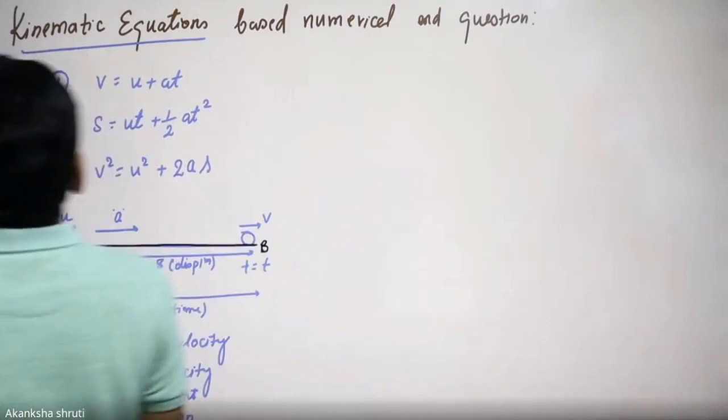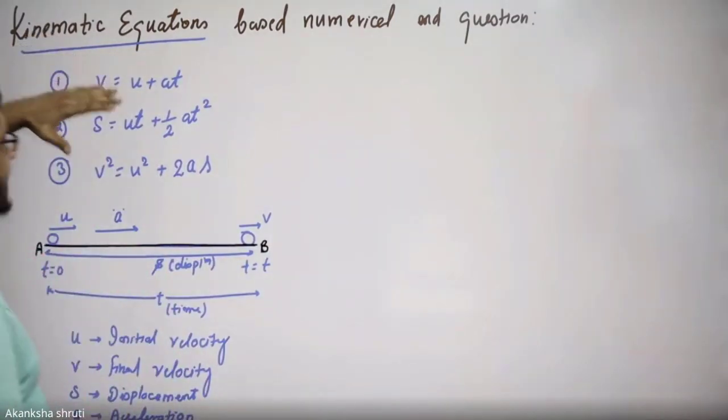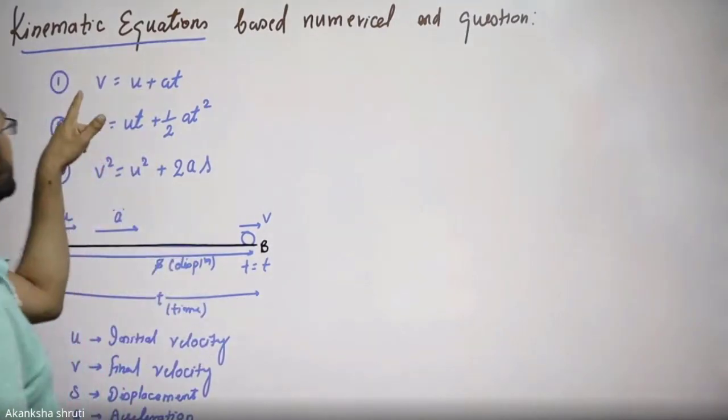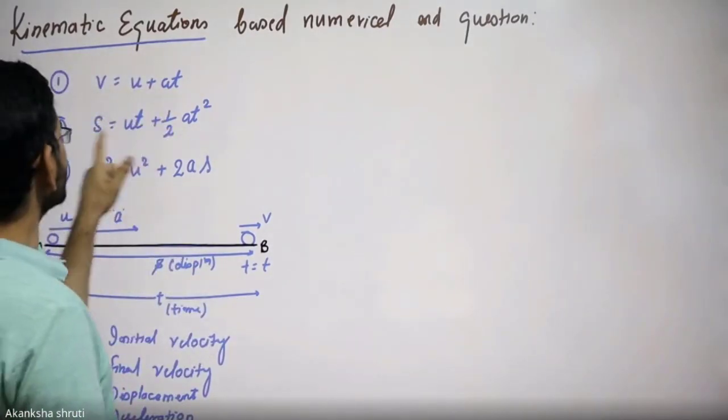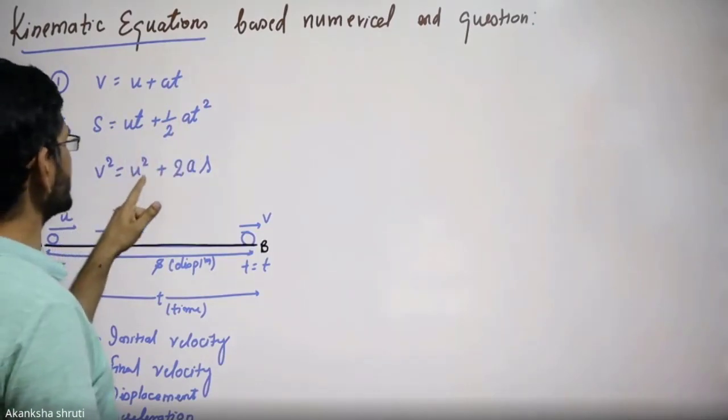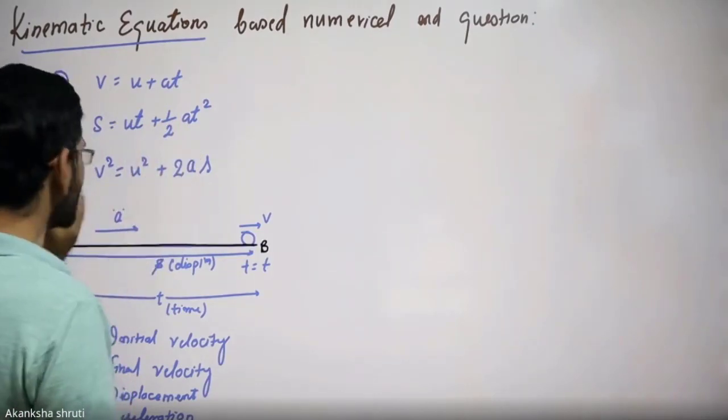Students, the kinematic equations that describe the motion of a body are given by v equals u plus at, s equals ut plus half at square, and v square equals u square plus 2as. These are three in number.